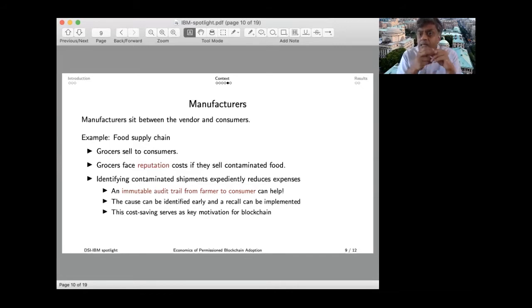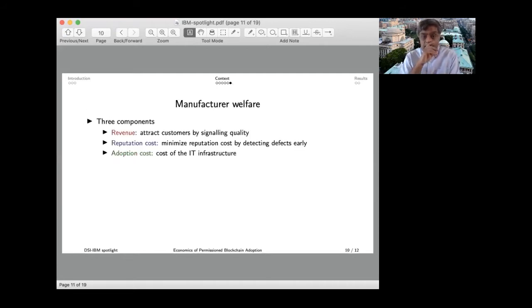Now the problem is, manufacturers may not want to get onto the blockchain, because if they put their data onto the blockchain, consumers are better able to understand their practices. And as a result, they may be able to better select for quality, and certain manufacturers may not want to allow the consumers to do it. So there are three components to a manufacturer's welfare: revenue, to attract consumers by signaling quality; reputation cost, to minimize reputation cost by detecting defects early; and adoption cost, which is the cost of the IT infrastructure needed to set up a blockchain.